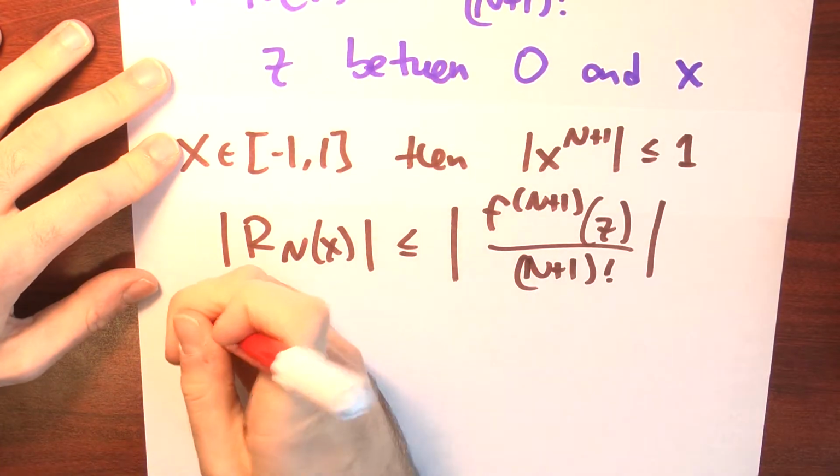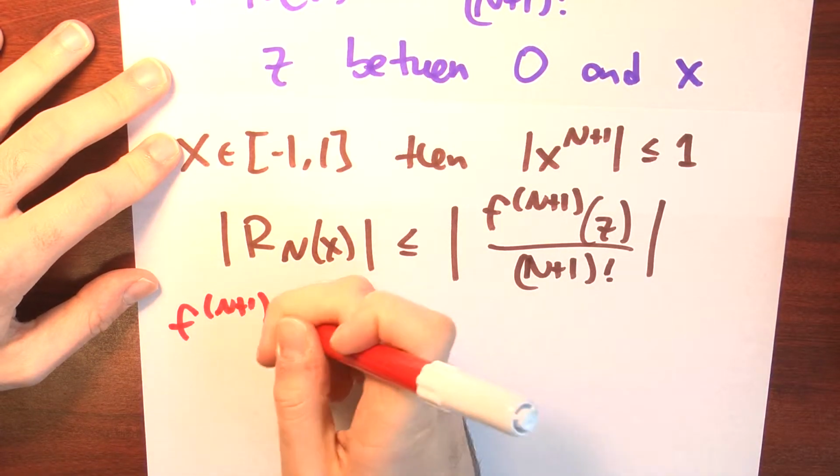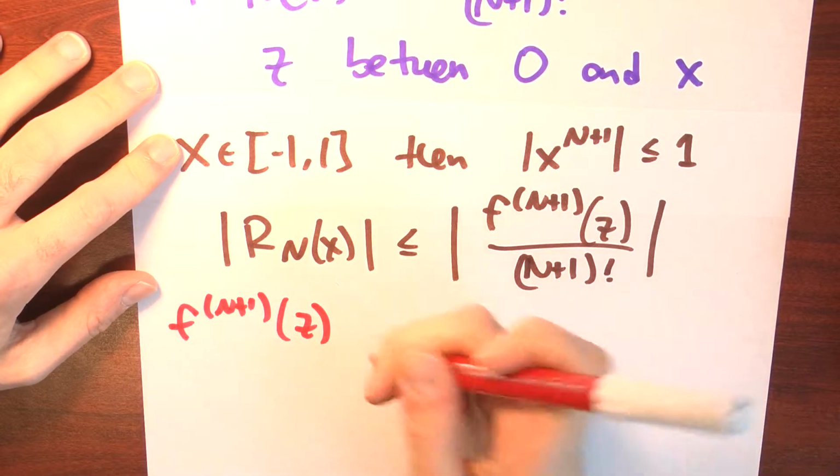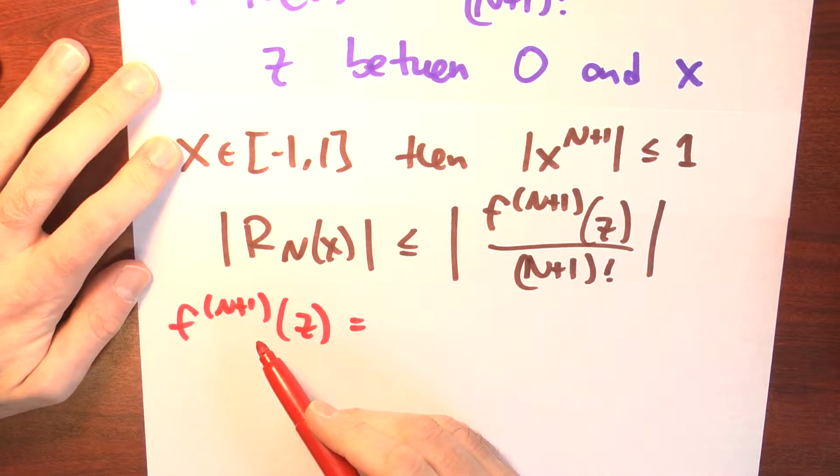I also know something about the derivatives of cosine. Right, what I know is that the (N+1)st derivative of cosine at z, well, what happens if I differentiate cosine a bunch of times?